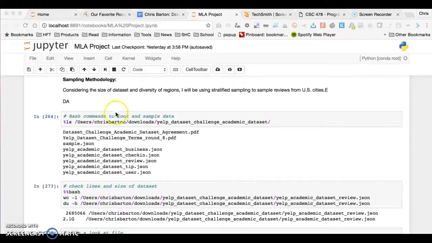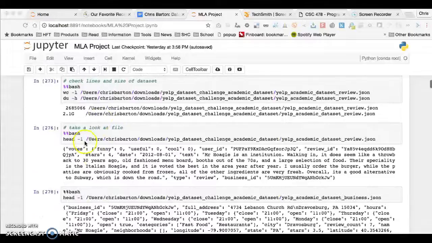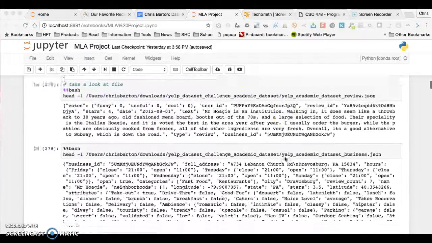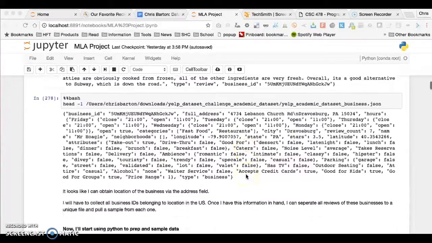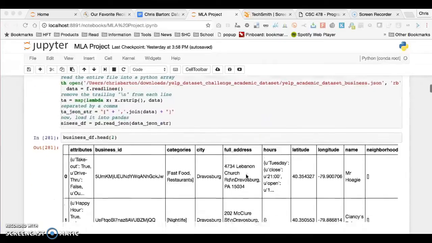So here I have some bash commands to just look at the data set, look at the lines, look at the size, look at the first couple lines. Here we can see the JSON object of the review data set and the business data set. Then I move on to using Python to actually perform the sampling.